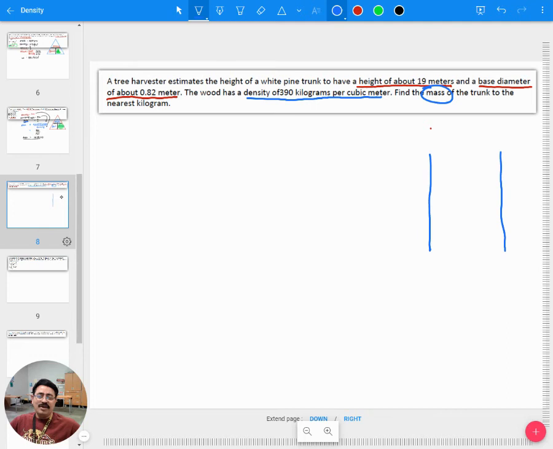The shape of the trunk is like a cylinder, right? Okay, this is the tree trunk, and I see that the height is 19 meters. So this is 19 meters, and the diameter. Diameter means edge to edge, which is 0.82 meters. You're asked to find the mass, so you know what to do.